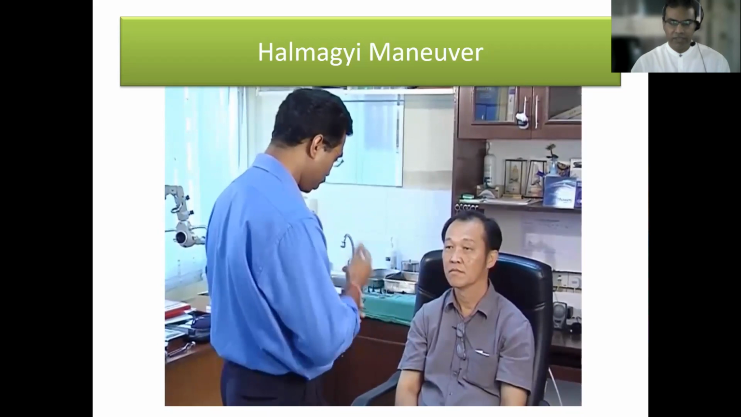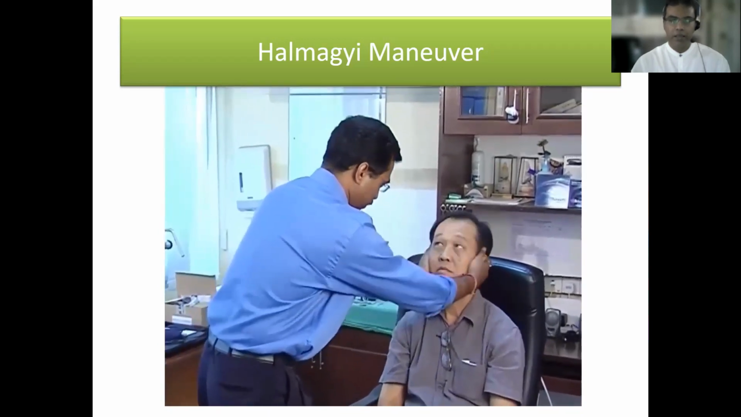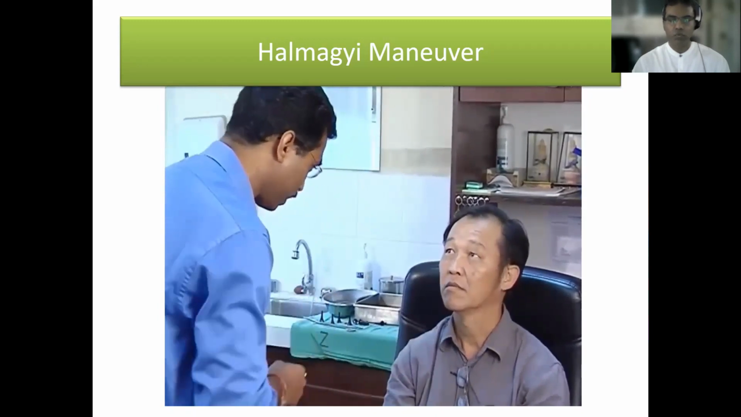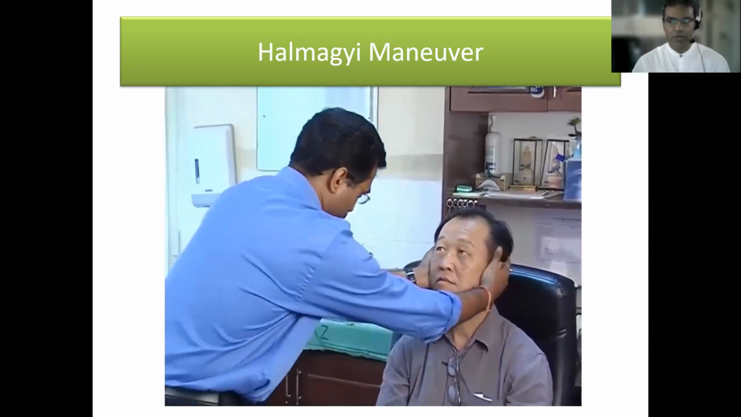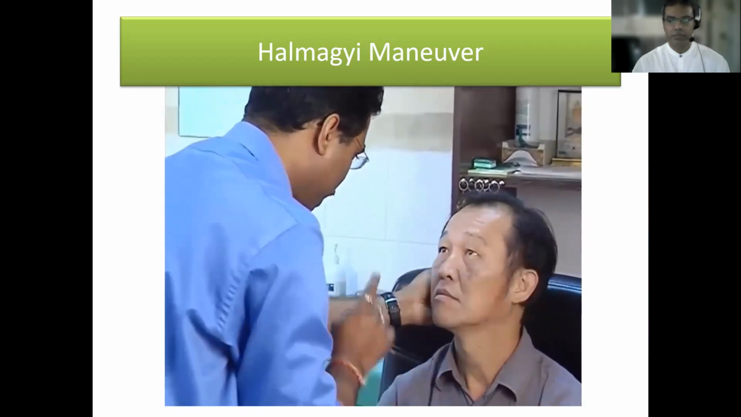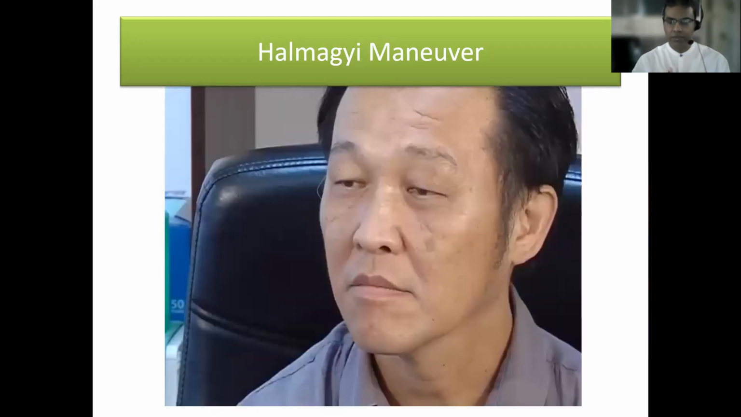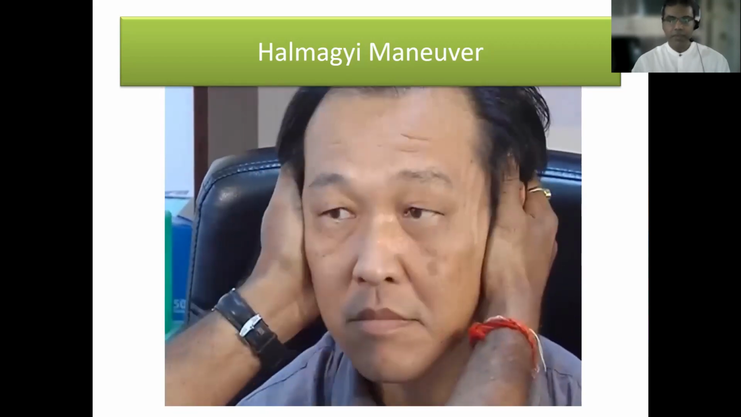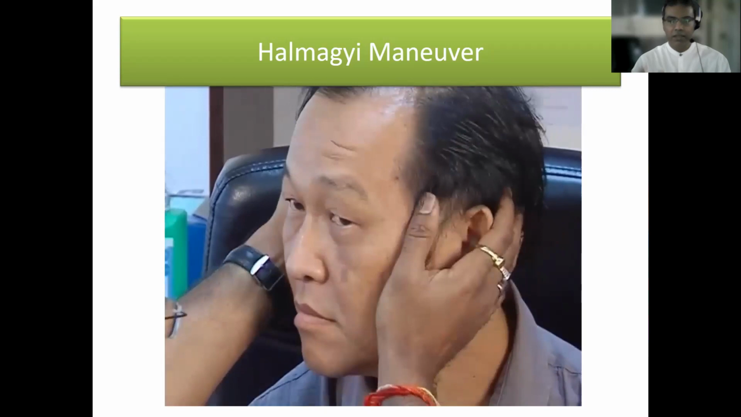The examiner faces the subject, the patient, and the head is quickly moved in one direction while the patient fixes his gaze on a certain point. In this case, the patient is able to fix his gaze on the specific target. If there is any abnormality, then there will be a sudden lag in movement and we will notice a corrective saccade.